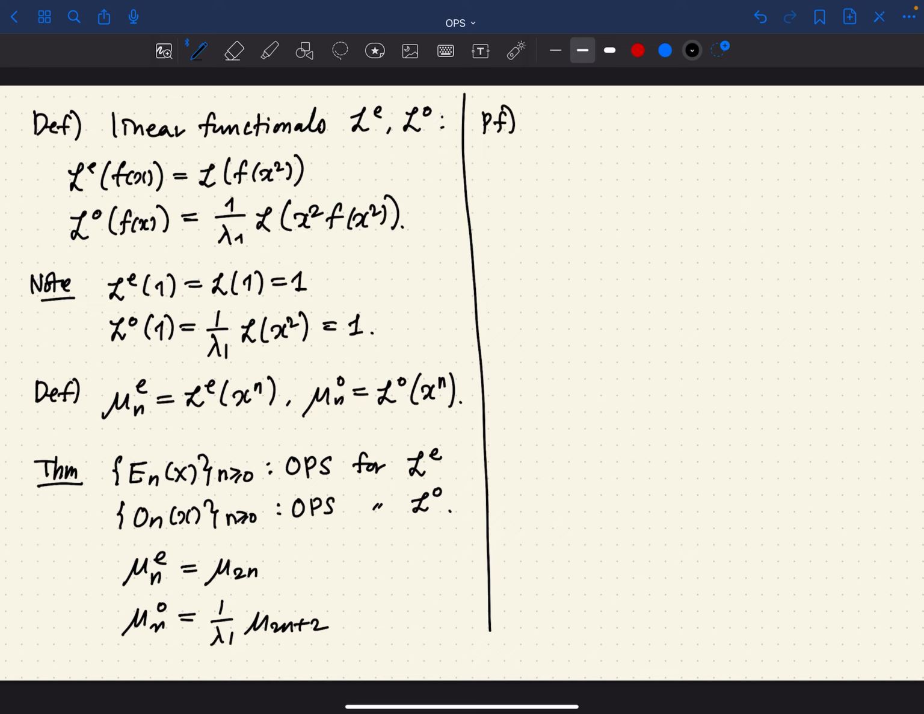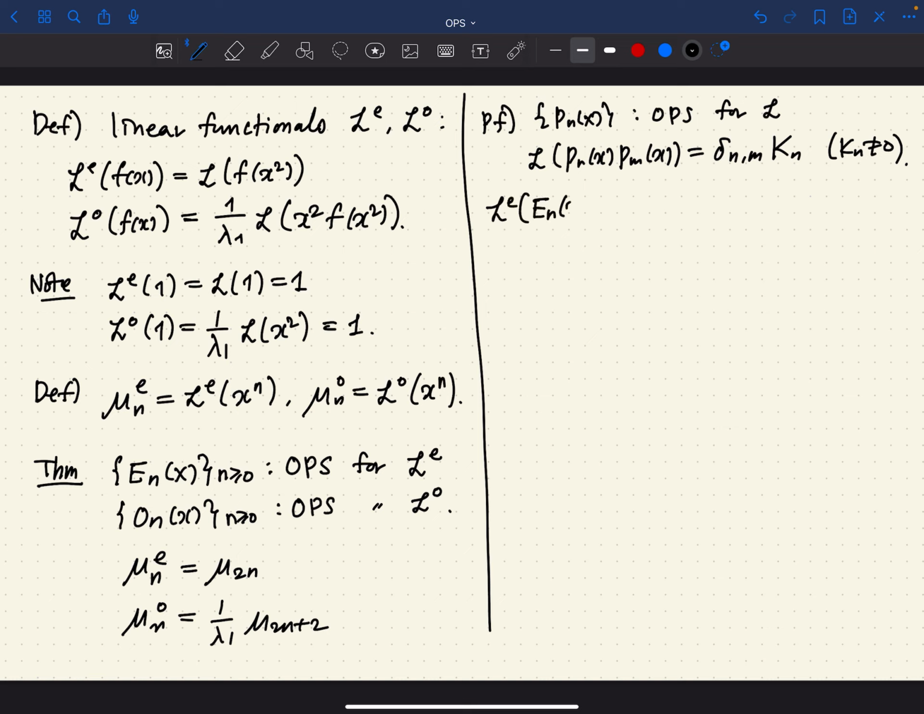The proof is actually quite straightforward. We know that this is an OPS for the linear functional L, so L of Pn Pm equals delta nm kn, where kn is non-zero for some constant kn. So we can just show the orthogonality of the even polynomials using the definitions that we have.